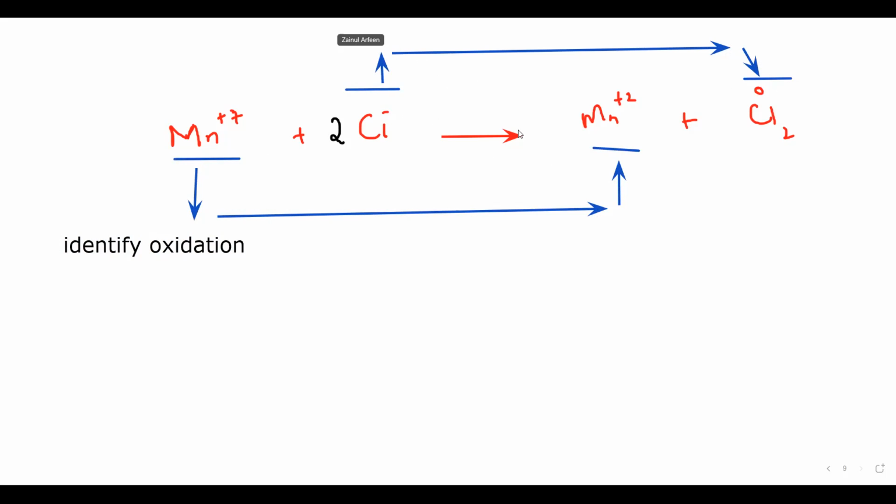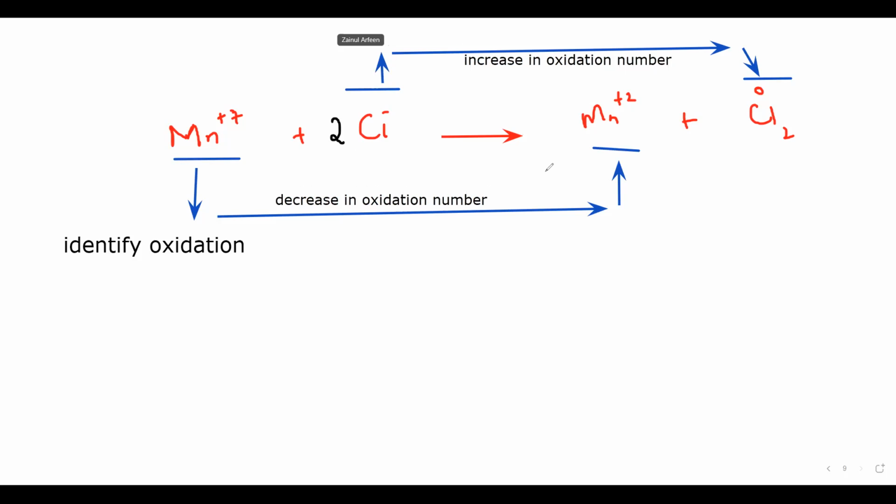So for the first change, there is a decrease in oxidation number. And for the second change, there is an increase in oxidation number. How is it increased? Because it was minus 1 and becomes 0. Minus 1 becoming 0 means an increase, because 0 is greater than minus 1.